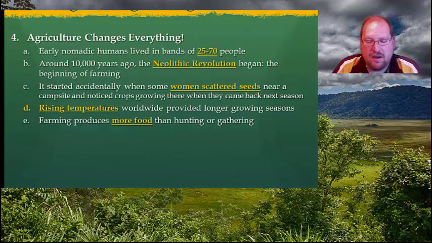It didn't take them long to realize that farming produced more food than hunting or gathering, and that they did not have to go far to do the farming. Now the nomads could stay in one area and make enough food for everyone without having to do a lot of hunting.